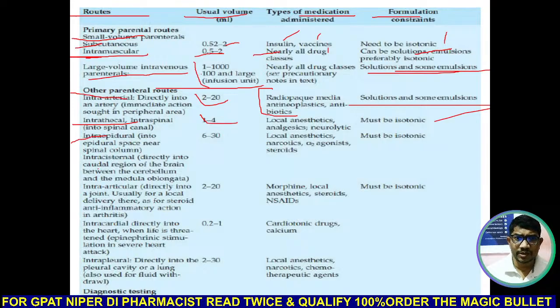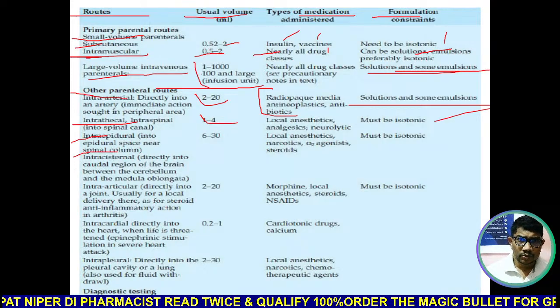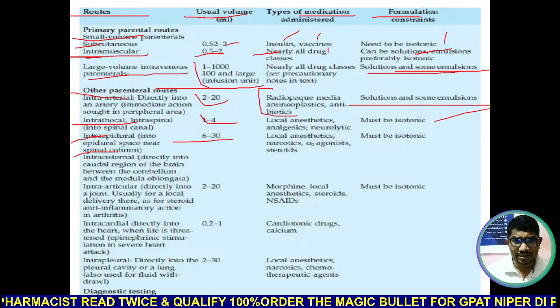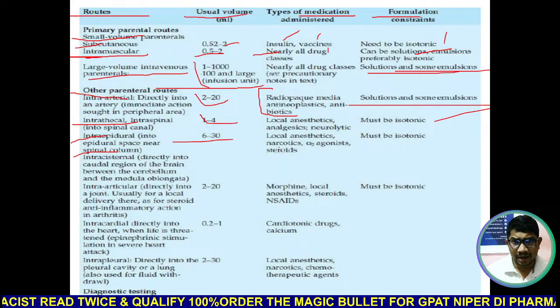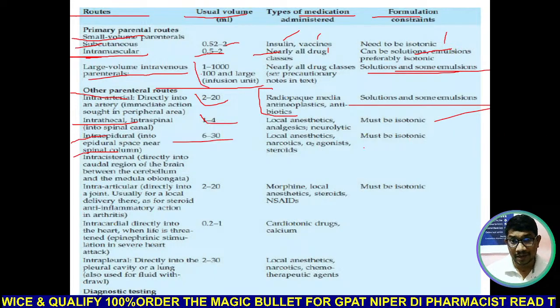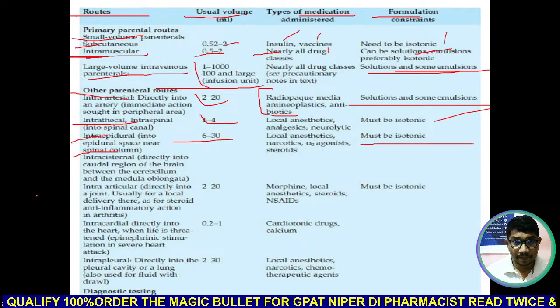Then है ना, then epidural, into the epidural space of spinal cord, है ना. इसका थोड़ा सा वॉल्यूम ज़्यादा होता है, जैसे 6 to 30 ml. Again local anesthetic, narcotic analgesic, alpha agonist and steroids must be isotonic and isobaric with the CSF.